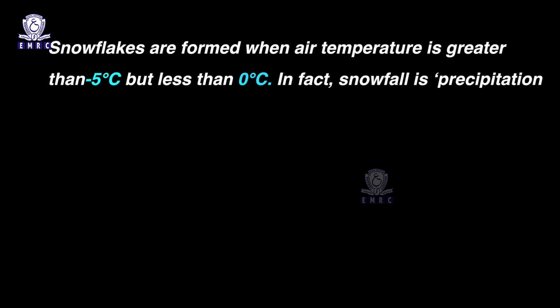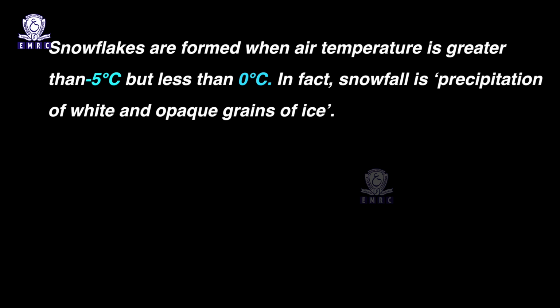Snow is formed when condensation occurs below the freezing point, less than 0 degrees Celsius. The fall of snowflakes is called snowfall. Snowflakes are formed when air temperature is greater than minus 5 degrees Celsius but less than 0 degrees Celsius. In fact, snowfall is precipitation of white and opaque grains of ice. The snowfall occurs when the freezing level is so close to the ground surface, less than 300 meters from the ground surface, that aggregations of ice crystals reach the ground without being melted, in solid form of precipitation as snow.